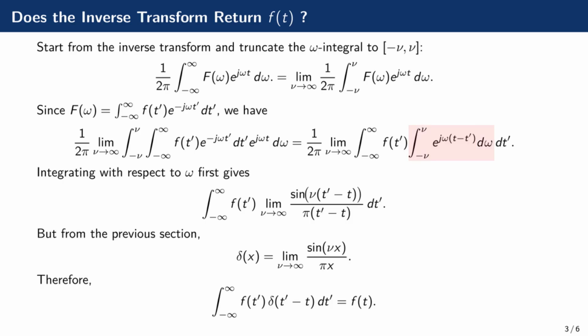Integrating this expression from minus nu to nu, we obtain the result in terms of a sine function, and this is exactly the differentiable representation of the delta function that we discussed earlier. So in the limit, it becomes delta of t prime minus t. Then the remaining integral with respect to t prime is simply the integral of f of t prime and the delta function of t prime minus t. Therefore, by the property of the delta function, the result is f of t. So we confirm that the inverse Fourier transform indeed recovers the original function.